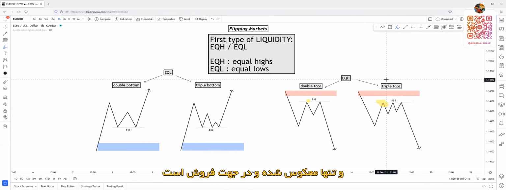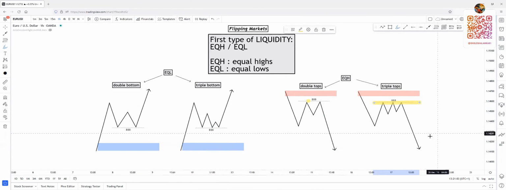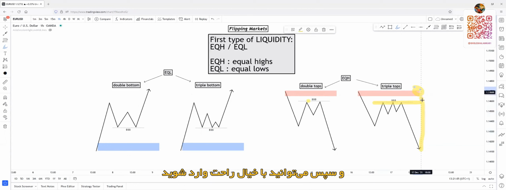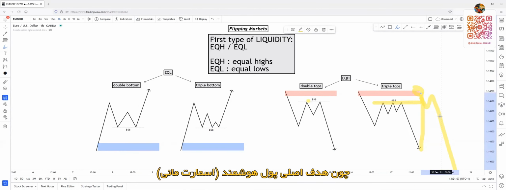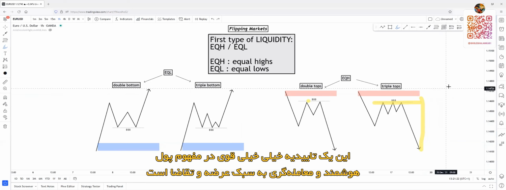Just on the other side, on the seller side, market will sweep all of the liquidity from this region too, tap into this supply zone, and after you can hop in a trade easily. Because the main purpose of the smart money is to always enter after the retail trader stop losses have been swept and taken out. So you only want to enter after the stop losses have been swept. This is a really, really strong confirmation in smart money concepts and supply and demand trading.